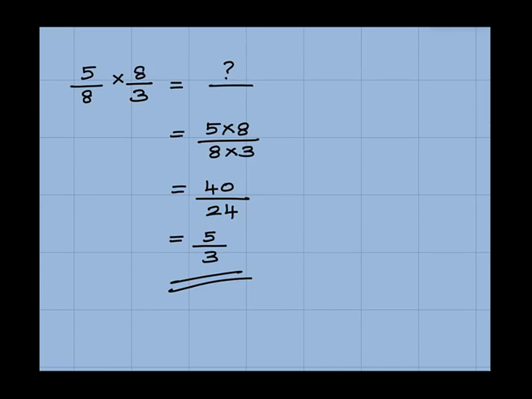Okay, now let's do 5 over 8 times 8 over 3. We just have to simply multiply the numerators and denominators together. When we multiply the numerators, it becomes 5 times 8. 5 times 8 becomes 40. And then the denominator is 8 times 3. 8 times 3 is 24. 40 divided by 24, both are multiples of 8. So 8 times 5 is 40, so write the numerator 5. And 8 times 3 is 24, so write the denominator 3. So the answer is 5/3.